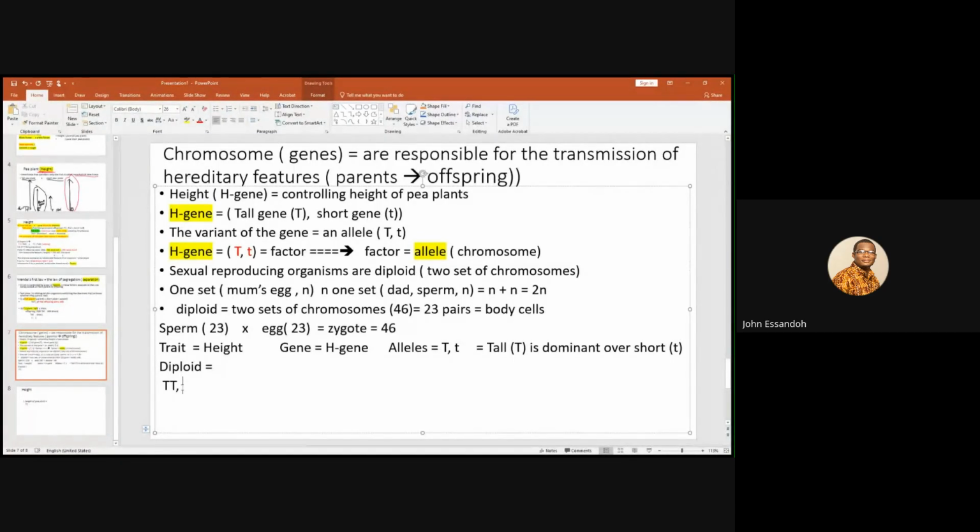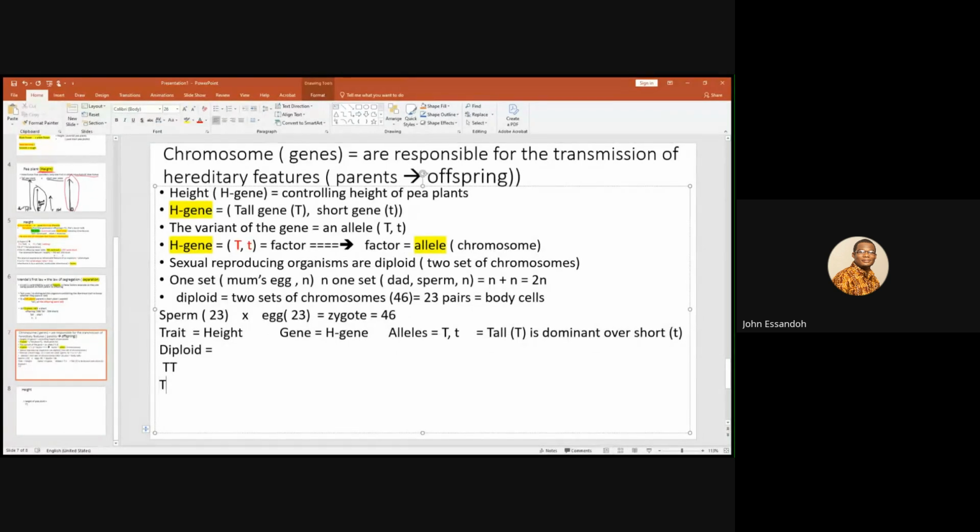Now look at that. In the population of pea plants, we need to inherit two alleles. Somebody picks capital T from the mother and capital T from the father. Another person picks capital T from the mother and small t from the father. Another person picks small t. These are the gene combinations, and this gene combination we call the genotype.